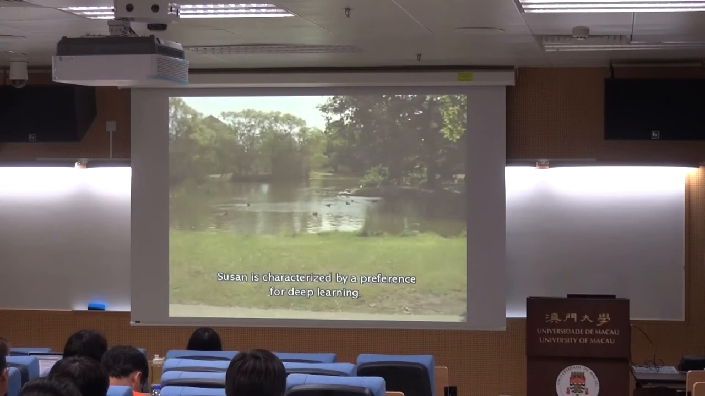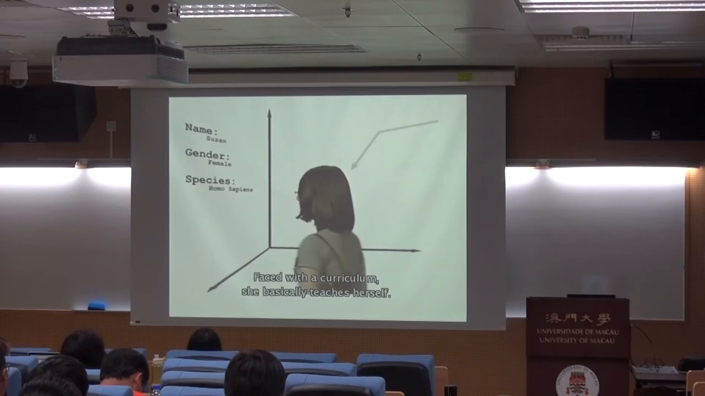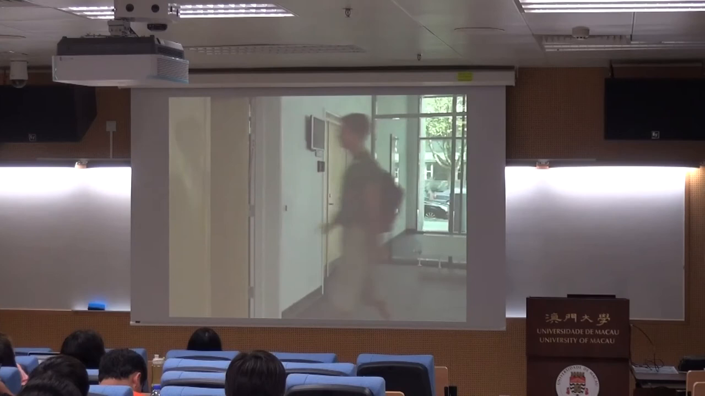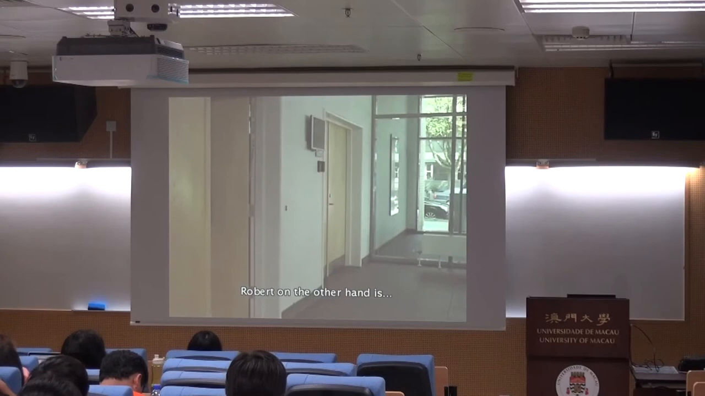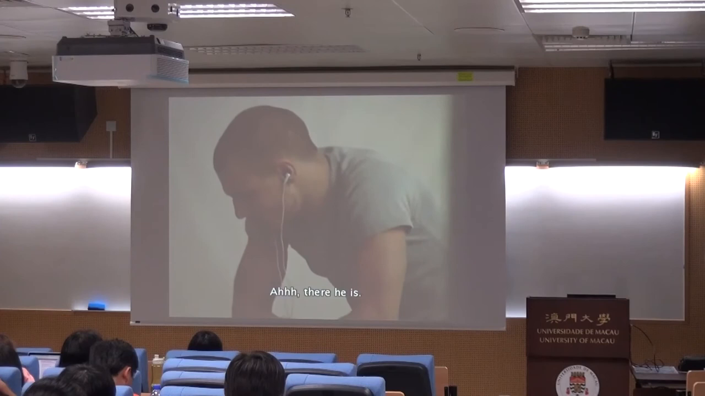Susan is characterized by a preference for deep learning. She spontaneously uses higher cognitive processes. Faced with curriculum, she basically teaches herself. In fact, we almost cannot prevent her from learning. But she is not our concern today. Robert, on the other hand, is. Now, where is Robert? Ah, there he is.